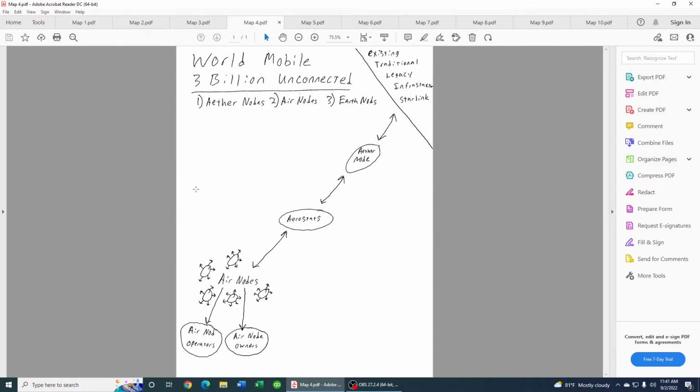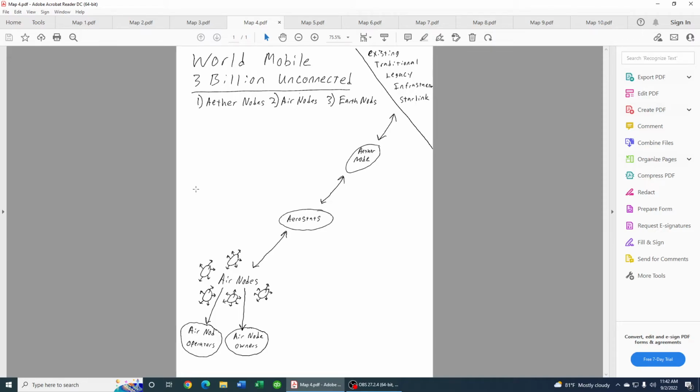The big thing with air node operators too, where other companies have failed in the past, like Google, is that the problem of connecting the 3 billion people that are unconnected is bigger than any one company. Google tried to put hundreds of millions of dollars into their project and eventually had to pause it because it's just too big for any single entity. So this sharing economy, where you incentivize players to participate, is key.